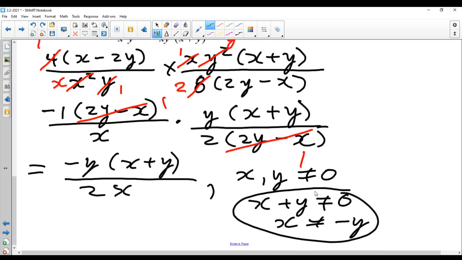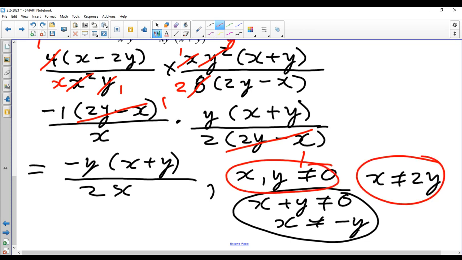The other restriction is that x cannot be equal to 2y. That comes from this right here. 2y minus x equals 0. So it means that 2y cannot be equal to x. X cannot be equal to 2y. Same thing. So these are all the restrictions. Let me circle them. There's this, and either one of these. I'm not going to circle both. Let's go with this. So those are the restrictions.